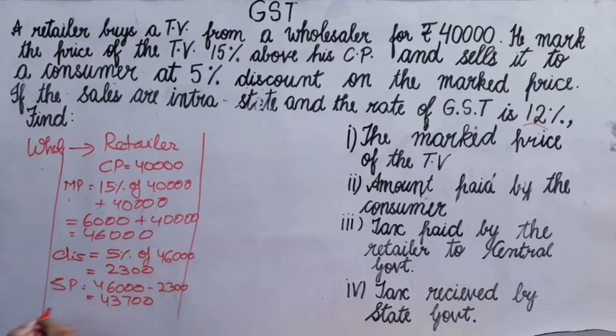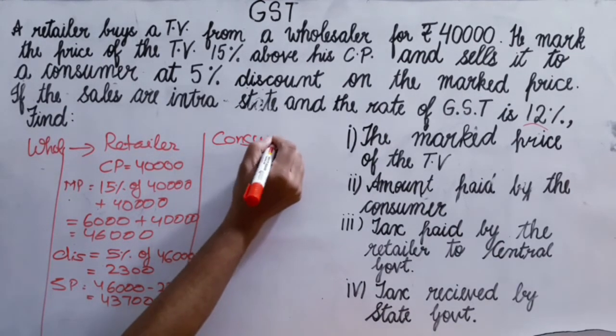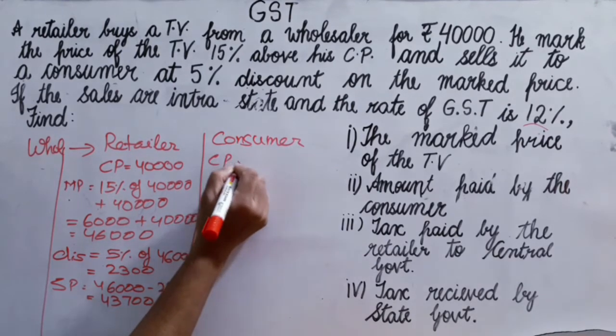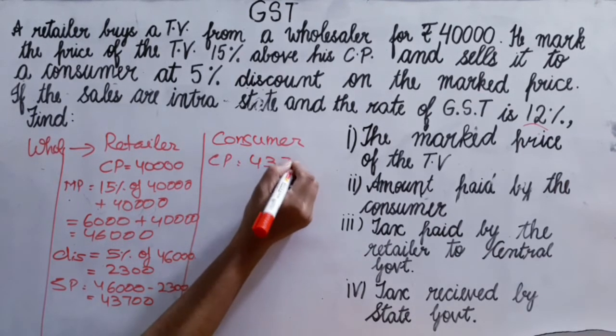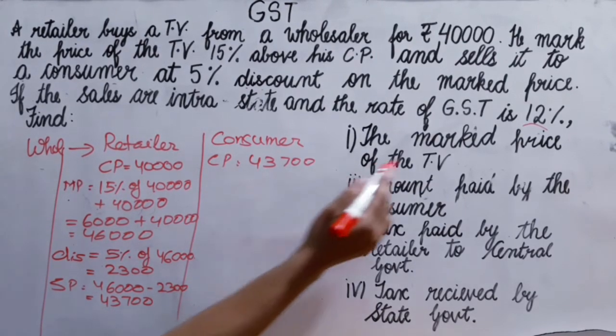Now, this is your selling price. Whatever the selling price is here, for the consumer, it will be the cost price. So, for the consumer, the cost price is 43,700. Now, first question, the mark price of the TV.